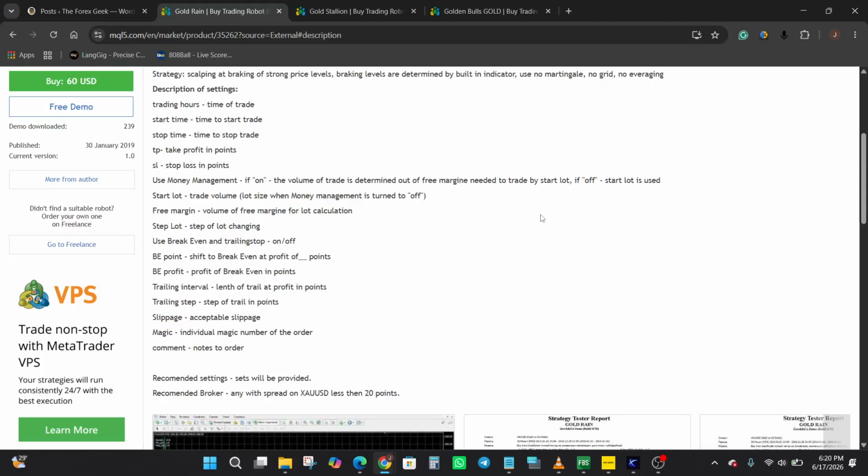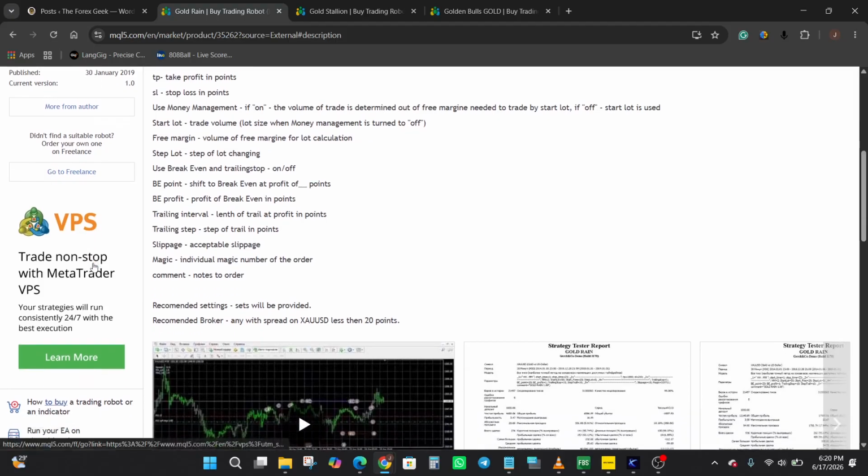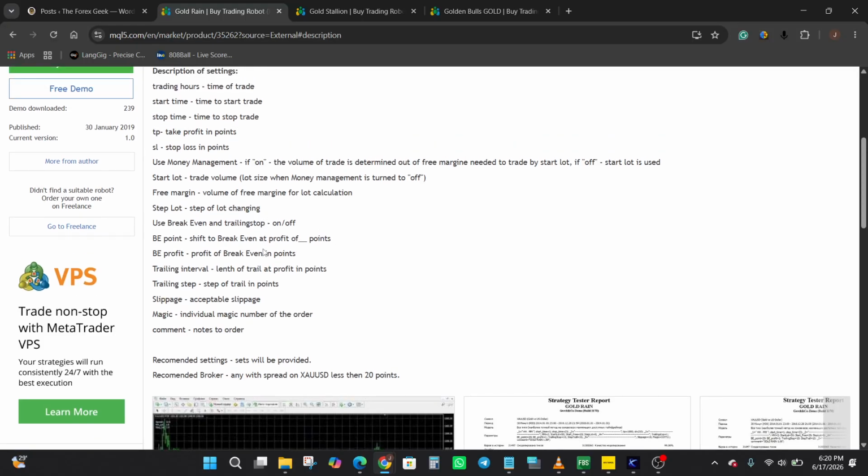Risk management tools are also available through the break-even and trailing stop features. These settings allow positions to be protected once they move into profit, with customizable break-even levels, trailing intervals, and trailing steps. Other settings include slippage control, magic number management, and order comments, which can be useful for organization and execution management.